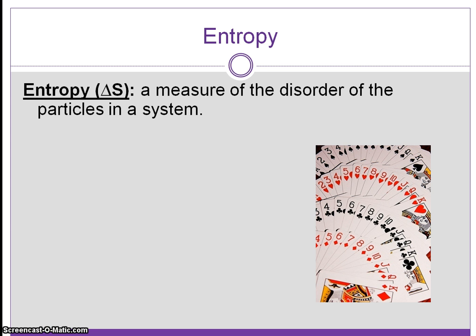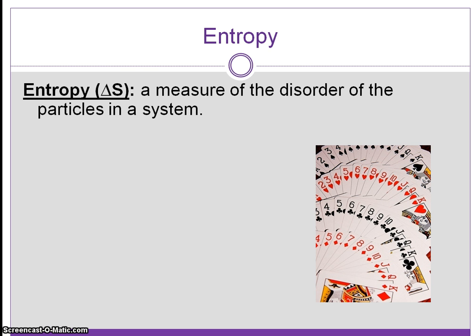So the way I remember it is that enthalpy has an H in the middle of the word. So just think about heat having an H and enthalpy having an H, and the symbol is delta H. For entropy, this is a measure of the disorder of the particles in a system, and the symbol is delta S. So the key word there is disorder. That's what you want to circle or highlight. When you see entropy, you need to think disorder.